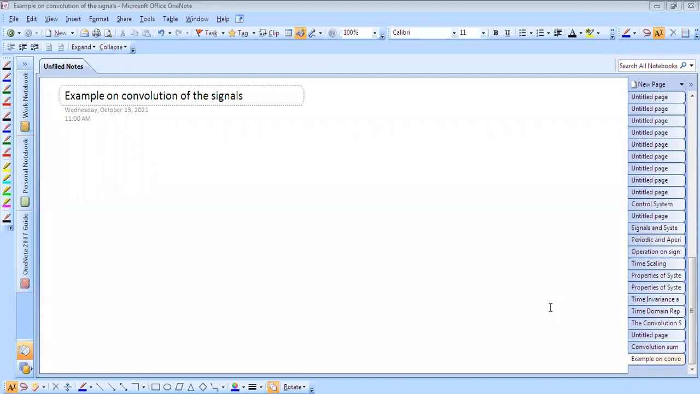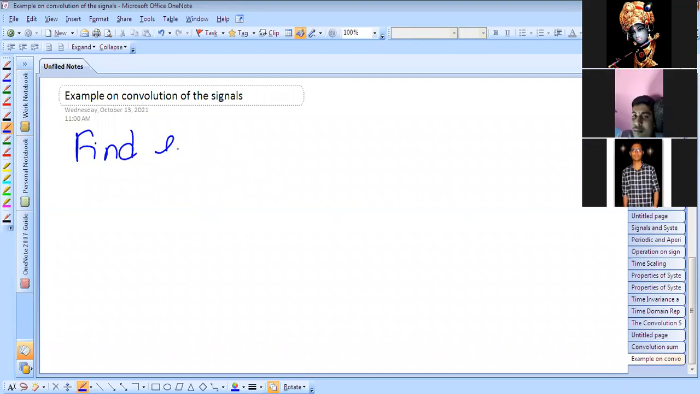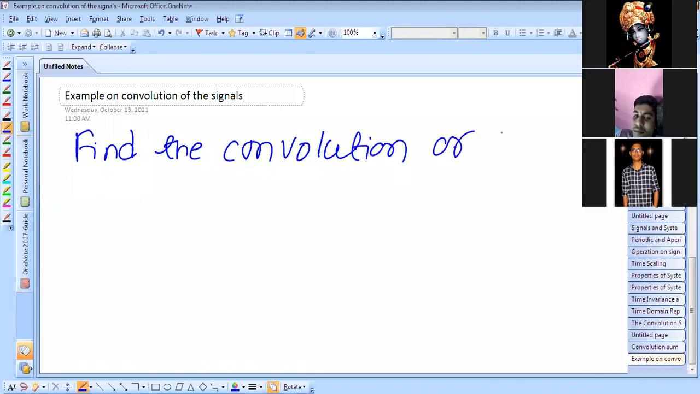Today we'll discuss the example on convolution of the signal. Okay, how to convolve the signal, how to find the convolution of the signal. So we'll consider one example. Find the convolution of the signal.